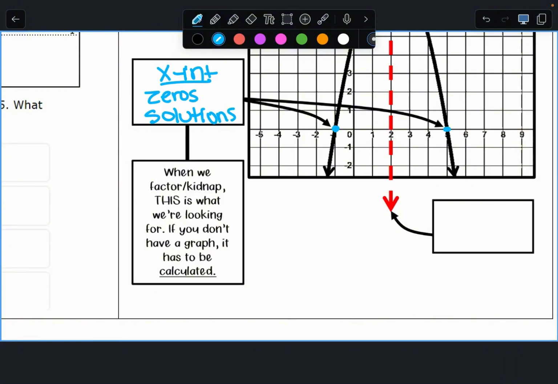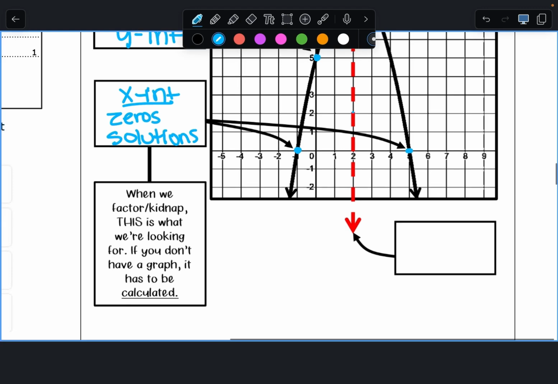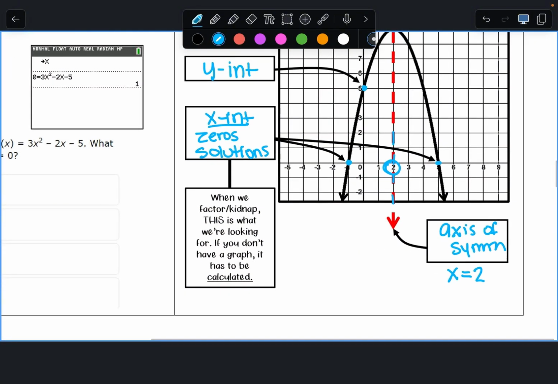That last box is pointing to the line that splits it down the middle, which is your axis of symmetry. Now, this one is specifically what? X is equal to what? 2. X equals 2. It's always going to be x equals a number, but this one is specifically x equals 2. All right. Questions about the parts? Turn the page.